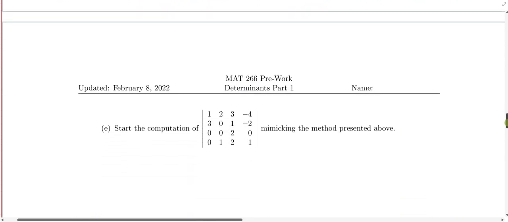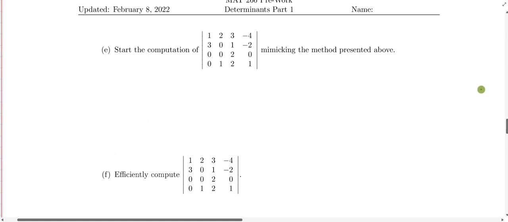So folks, that's been a long video. That's a good place to stop. So we'll pick that up in the next video, where we find the determinant of higher ordered matrices, a 4x4, for example.